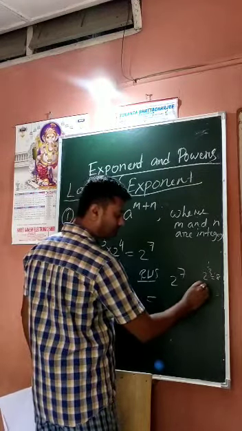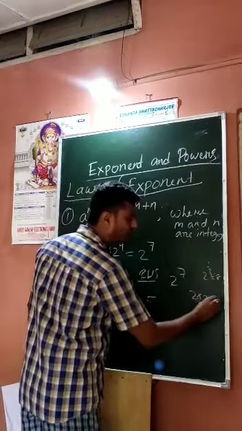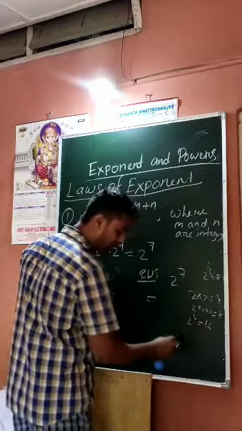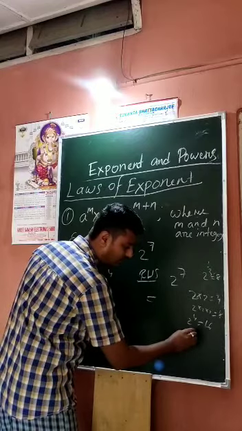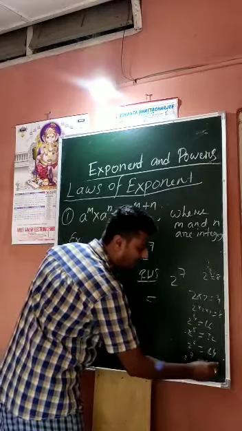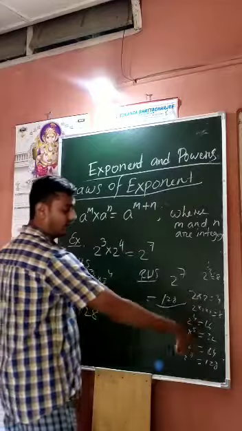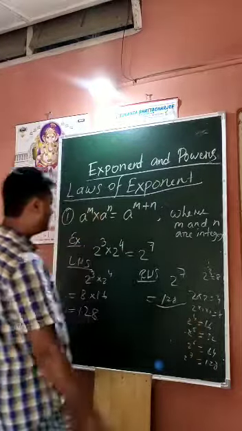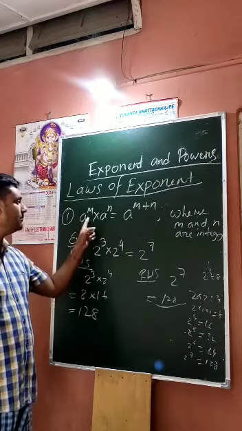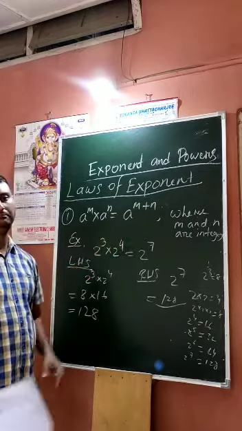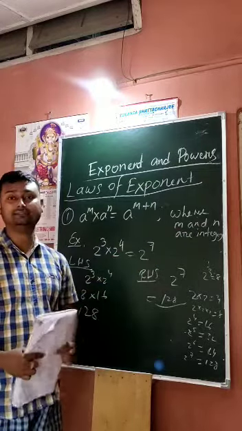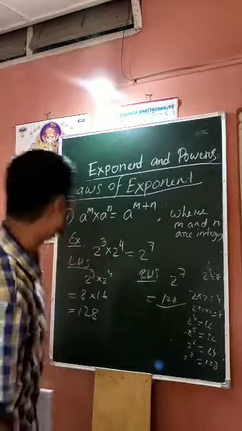Again, you can write 2 into 2, 4, 2 into 2 into 2, 8, 2 to the power 4 is 16, then 2 to the power 5 is 32, 2 to the power 6 is 64, and 2 to the power 7 you get 128. You can solve this in your own way. So left hand side equals right hand side, that means the first formula is verified. The formula is a to the power m into a to the power n equals a to the power m plus n, but remember one thing, m and n must be integers.